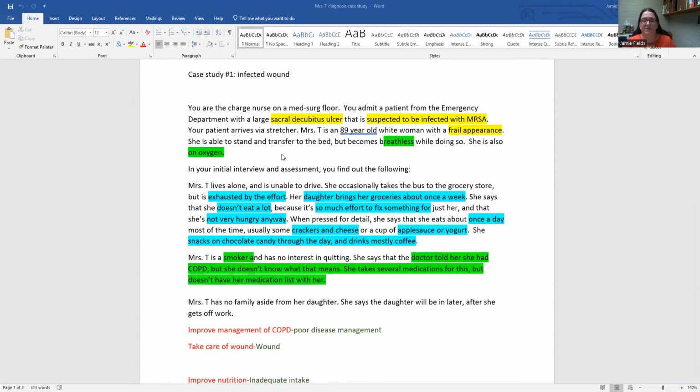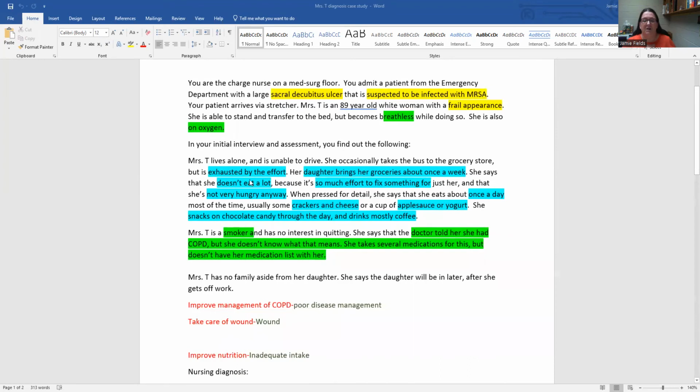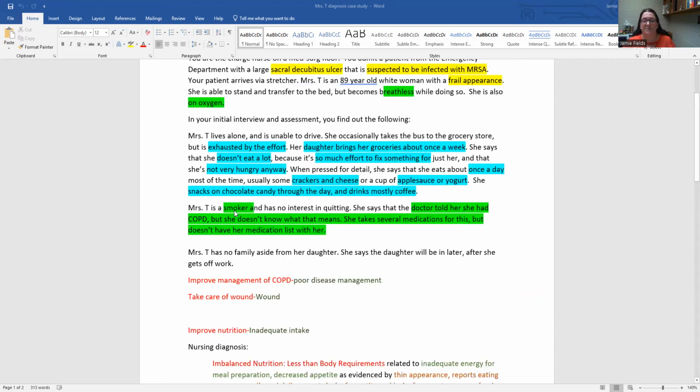All right. So the first thing we do is what do we notice in the assessment? She has a large sacral decubitus. It's suspected to have MRSA. She has a frail appearance. She's breathless while transferring. She's on oxygen. She takes the bus, but she gets exhausted trying to get groceries. Her daughter brings groceries once a week. She doesn't eat a lot, too much effort, not very hungry. So she eats about once a day. And what she eats is crackers and cheese, applesauce, or yogurt, lots of chocolate candy and coffee. She's a smoker.